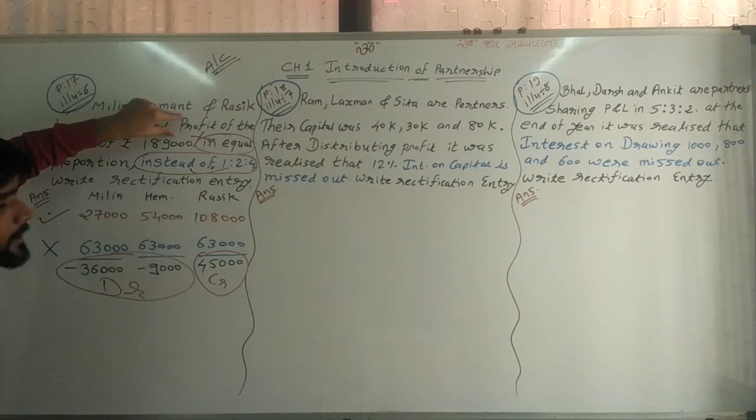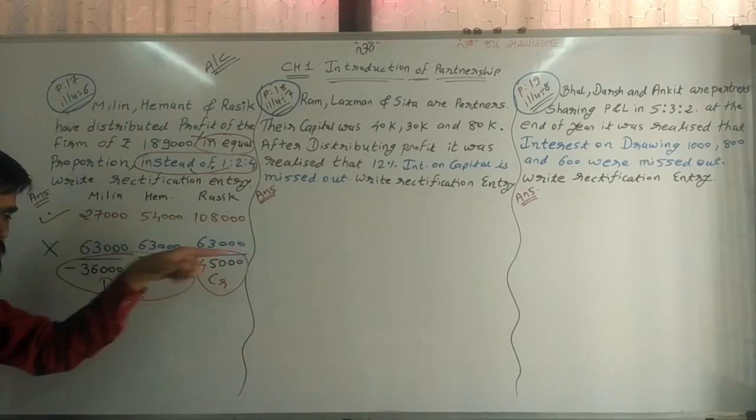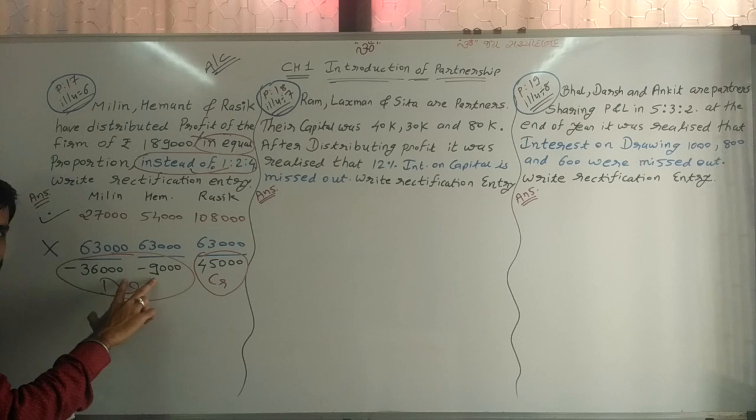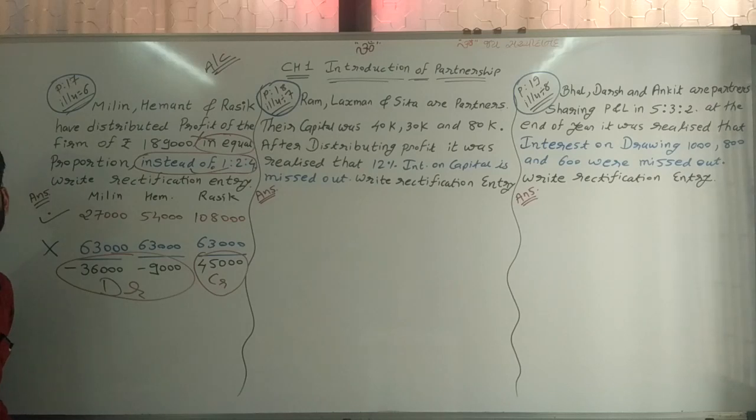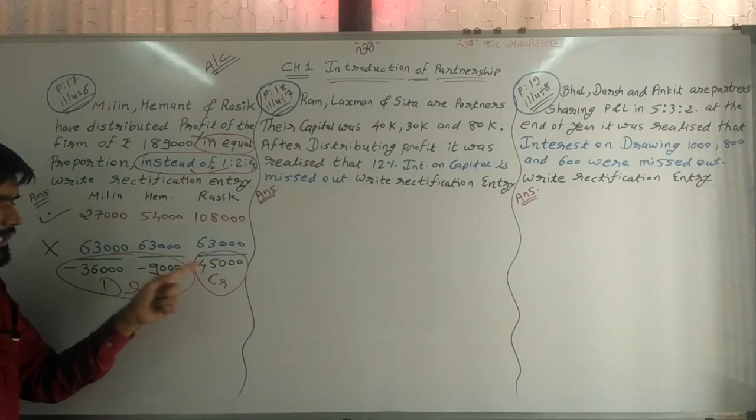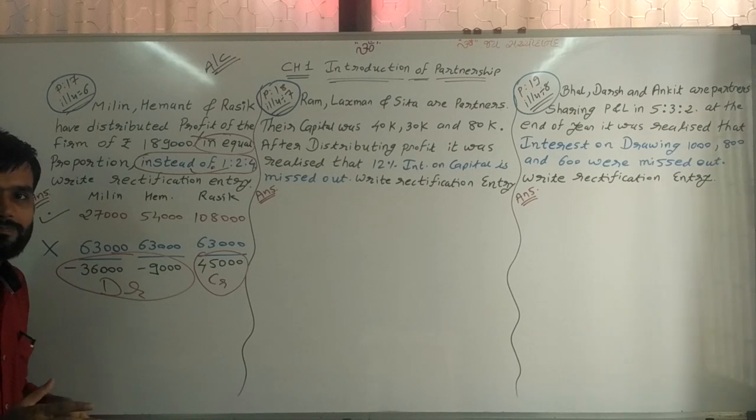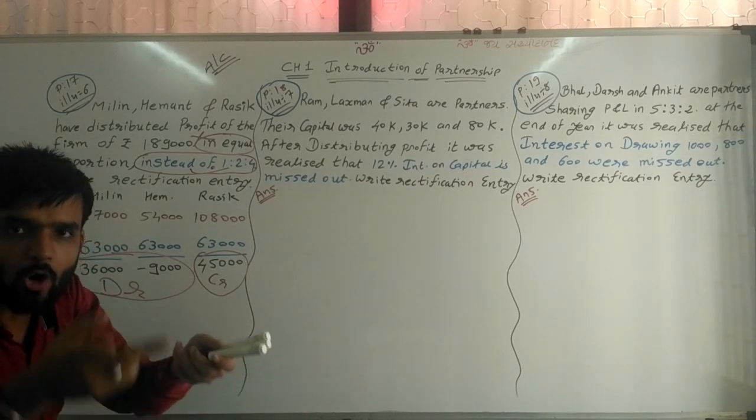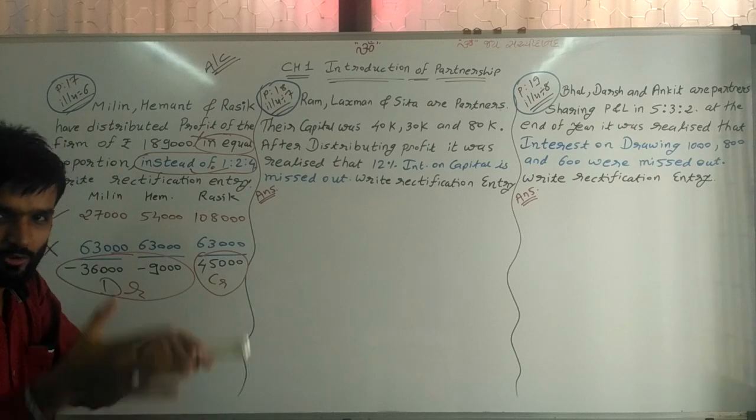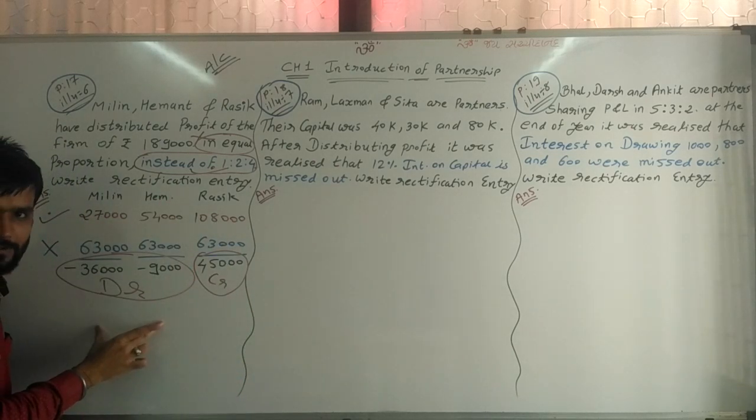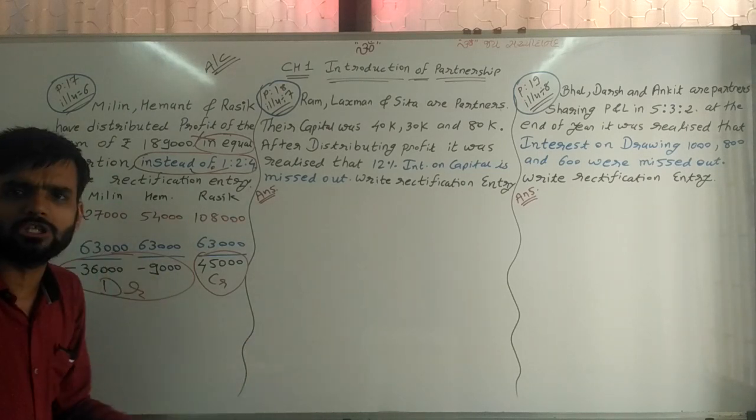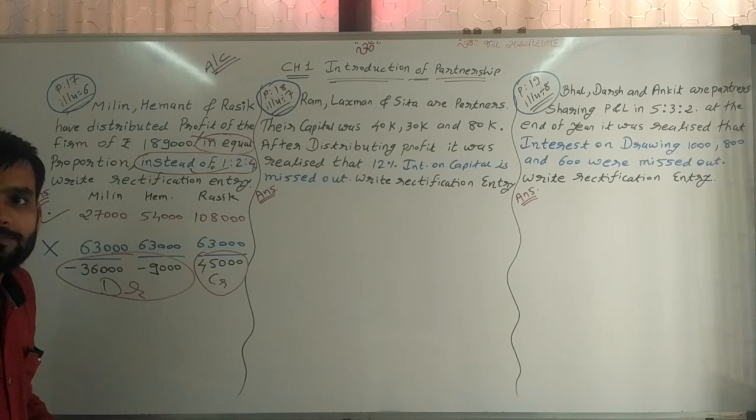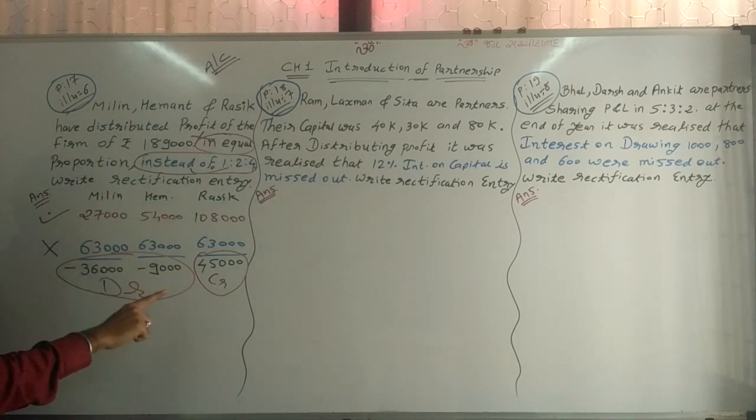If loss is given here, then write correct distribution, wrong distribution, minus credit, plus debit. Then we are doing minus credit and plus debit, because loss is the opposite of profit. So in the profit situation, minus debit. In the loss situation, minus credit. Simple, because both are opposite to each other. That's why. So first of all, here profit is given, and correct and wrong calculation is there.